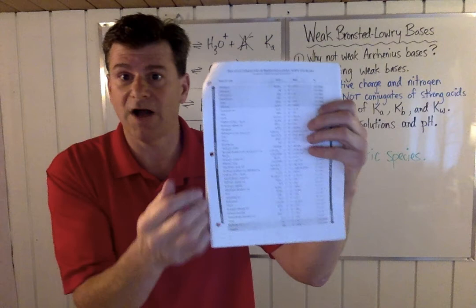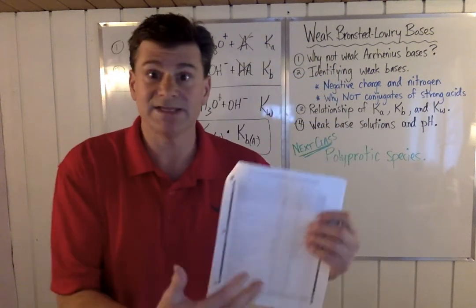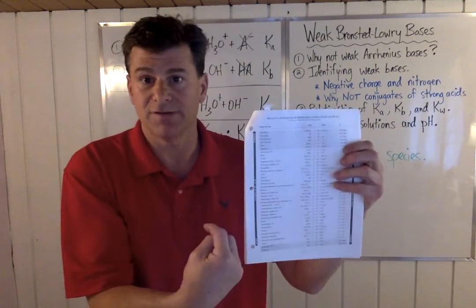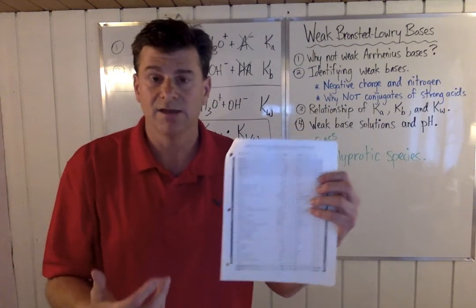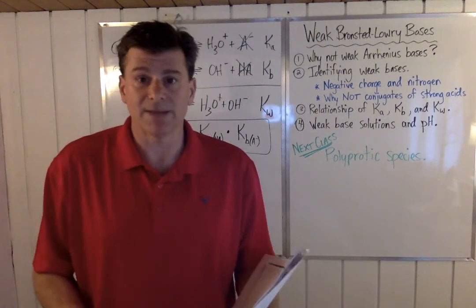If you can find the line where CN minus, or whatever base you're talking about, is on the right-hand side, its conjugate is over on the other side. You're on the line that has the conjugate acid's Ka. And that's what you're going to plug in to solve for the Kb of that chemical.